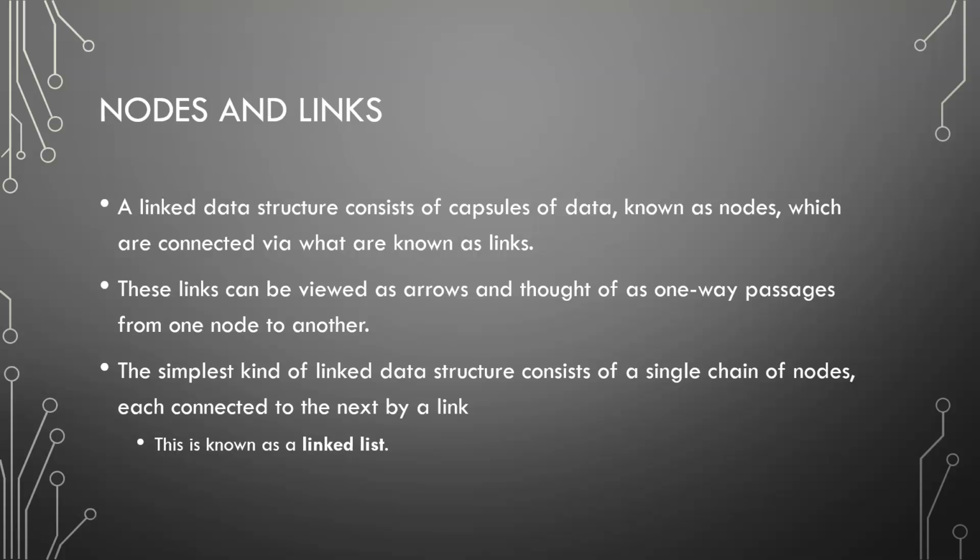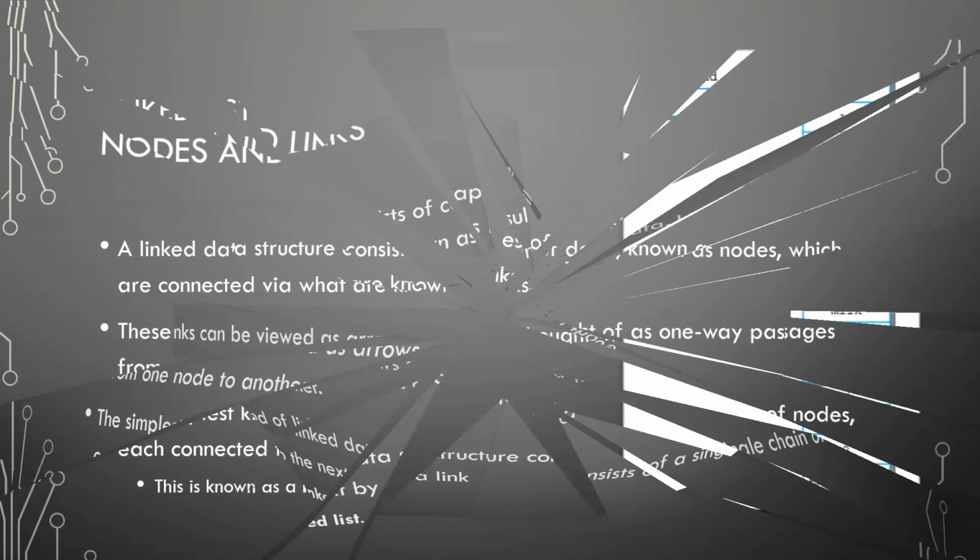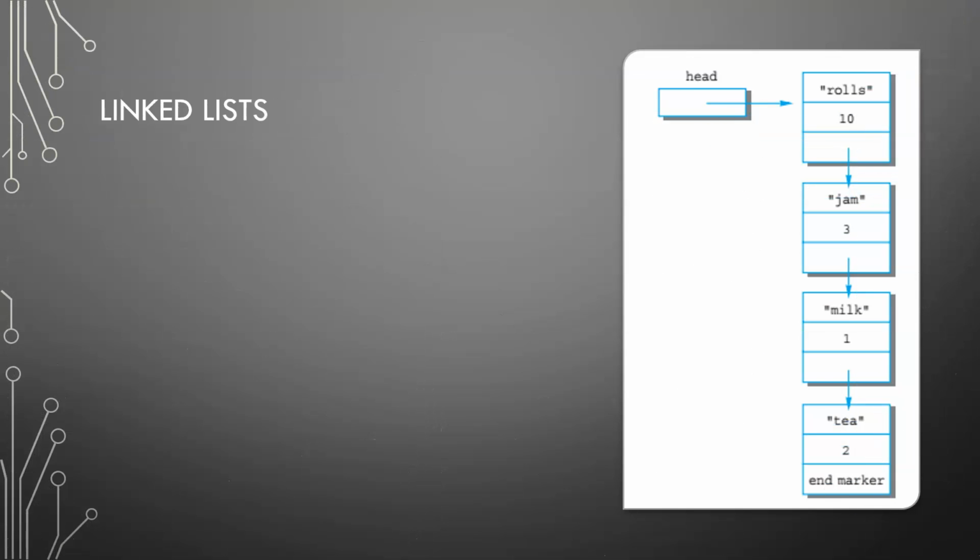You can think of it like a chain link fence. In other words, it's one link to the next link to the next link to the next link. It's just one solid line in this chain. So this is what we're going to be looking at for our first few sections, that of a linked list.